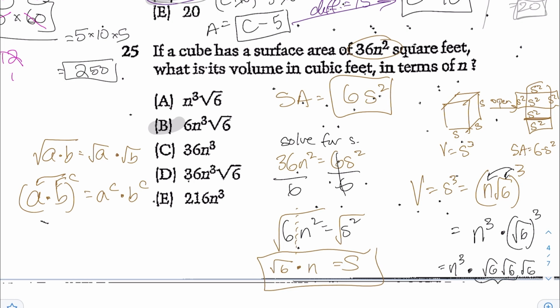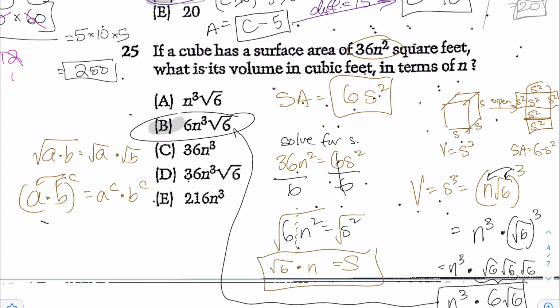Now, root 6 times root 6 is equal to 6. So you have n cubed times 6 root 6. Or you can rewrite this as choice B, 6n cubed root 6, if you just rearrange the quantities there, just using the commutative property.